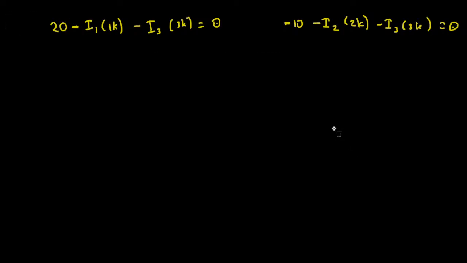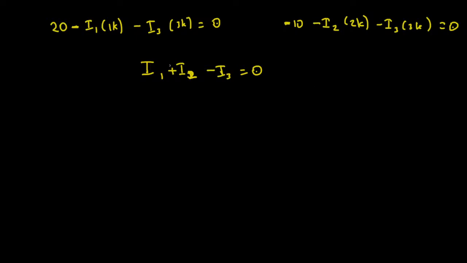Now let's say we have a KCL. KCL says the addition of all the currents at a node is equal to 0, entering or exiting. If it's entering, we can put a plus, so I1 plus I2, and exiting we can put a minus, so minus I3, that is equal to 0. So let's say we have these three equations. How can we solve this and derive the values of I1, I2, and I3?